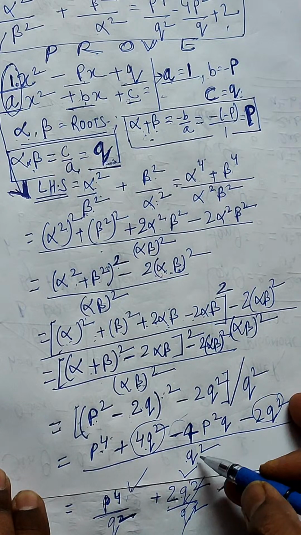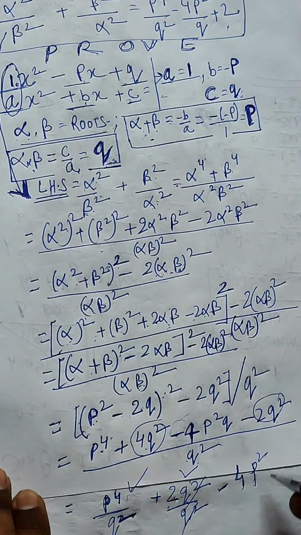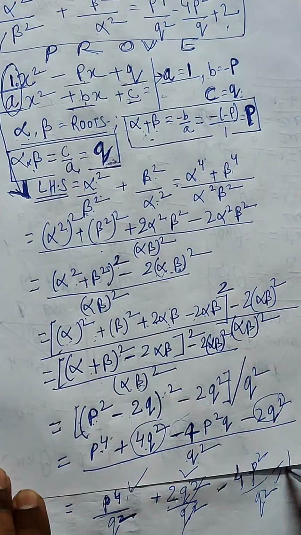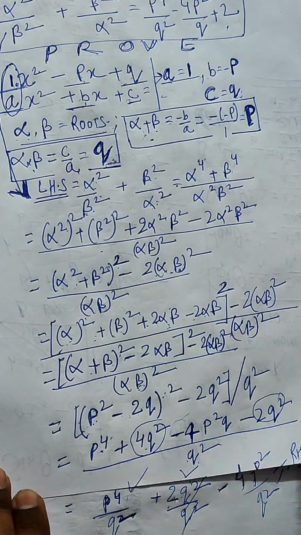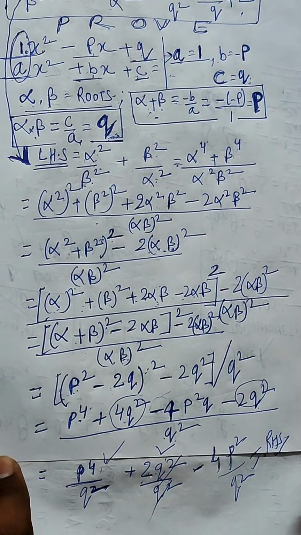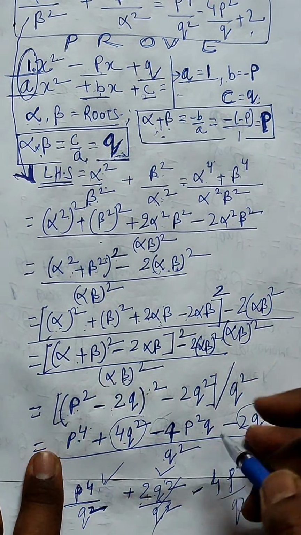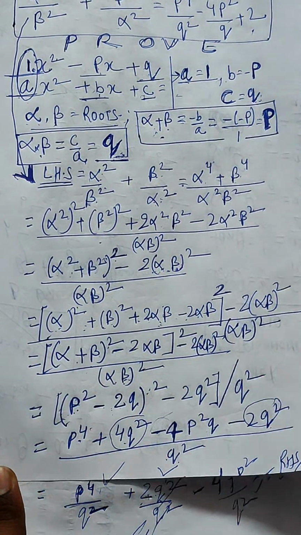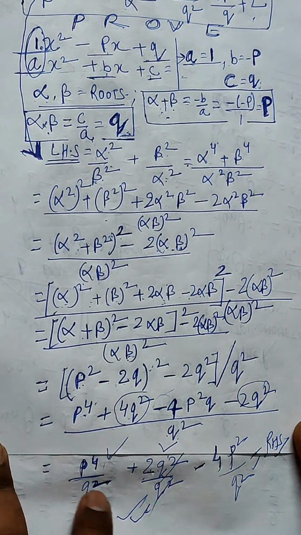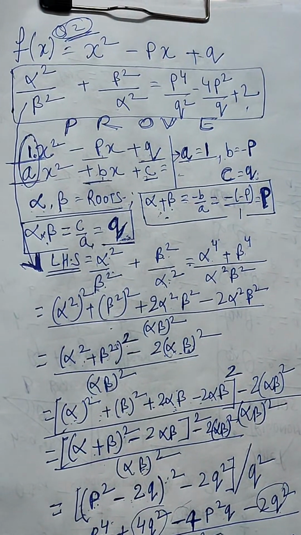One q will be cancelled, so it will come as p square divided by q, which is equal to our RHS, right? This is our RHS. And in this way, we have proved our requirement, that is LHS equal to RHS. This is proved over here, you can see, right? And this was the question.